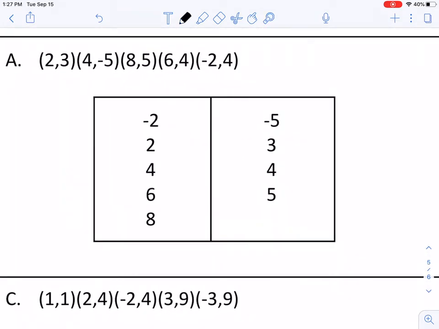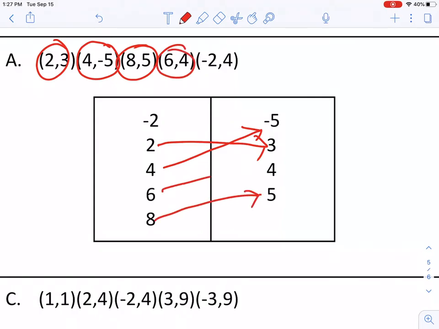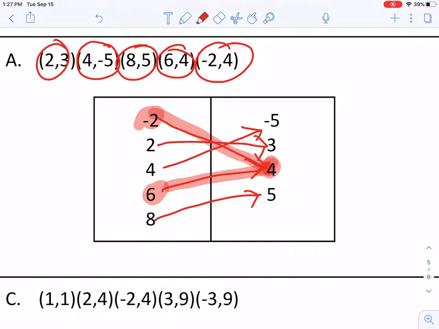And we'll see kind of what happens here. So my input of 2 goes to 3. 4 goes to -5. 8 goes to 5. 6 goes to 4. -2 goes to 4. If you notice, my -2 and my 6 both go to 4. But that's okay. This is a function. So this is a function because each x value only goes to one y value.